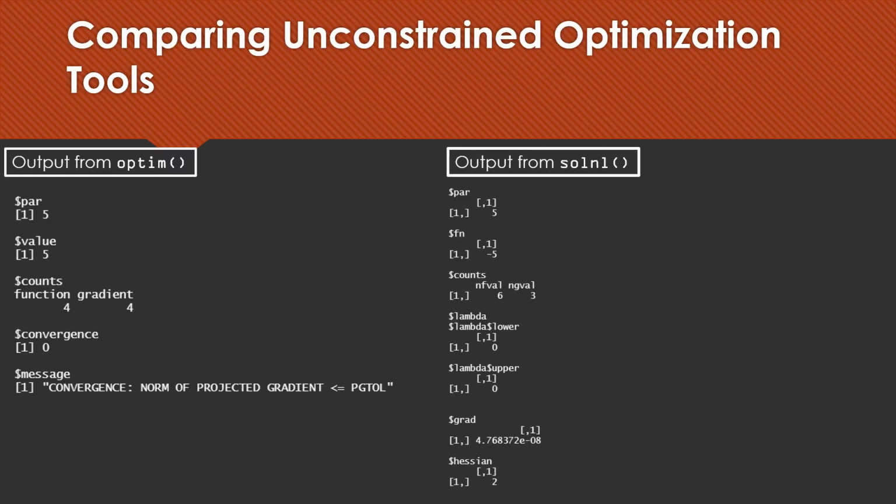Now, when comparing output from optim versus solnl, we note right away that solnl gives you a lot more information and a lot more output compared to optim right here. We note that the actual maximizing inputs, which is what we're looking for here, are going to be the same, but the actual value evaluated at these optimums is going to be different.